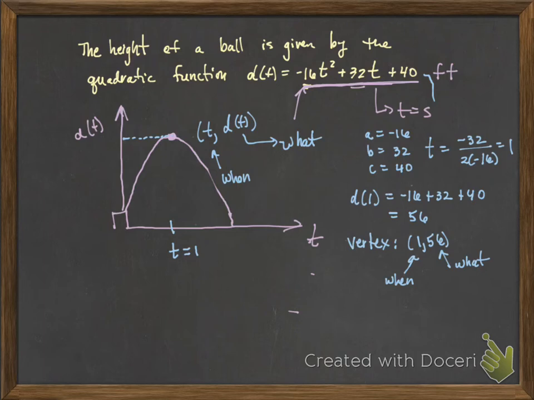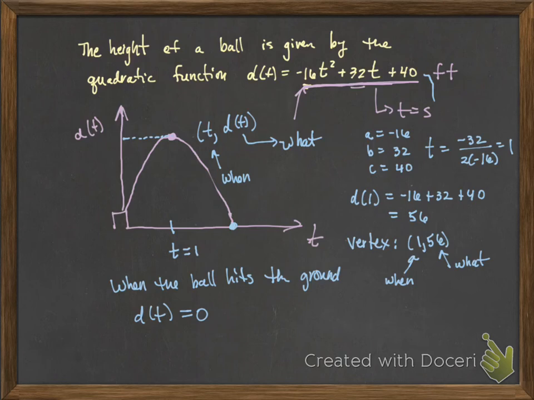Now, another question that I might ask is, when does this ball hit the ground? Well, you can tell just by looking at the picture that the ball hits the ground when the height above the ground is 0. So when the ball hits the ground corresponds to when d of t, that is the distance it is above the ground, equals 0. So in order to answer that question, you need to set our quadratic to 0 and solve for t.